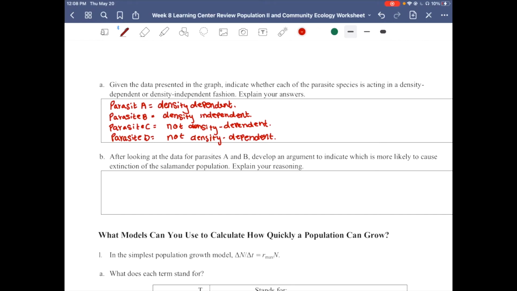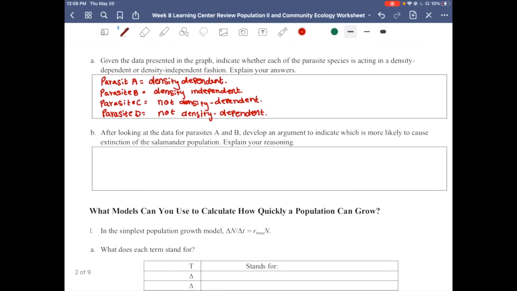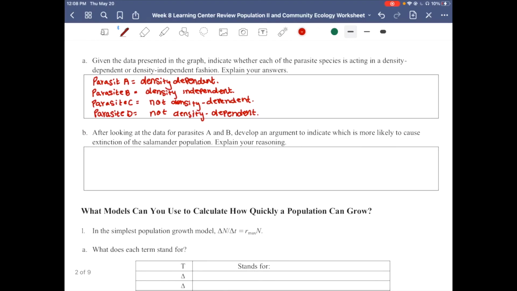All right, let's move on. So after looking at the data for parasite A and B, develop an argument to indicate which is more likely to cause extinction of the salamander population.